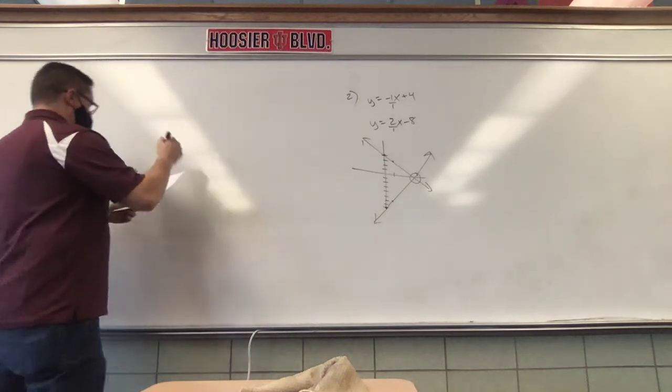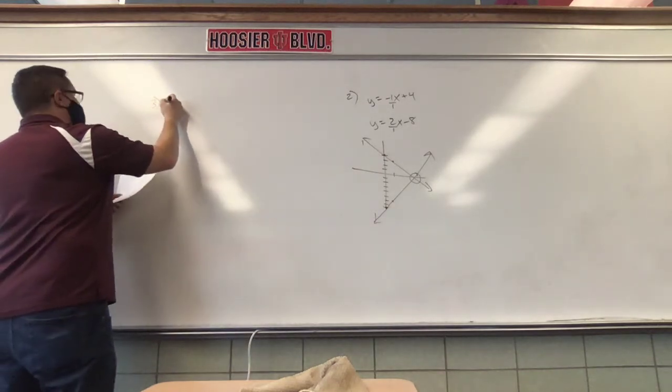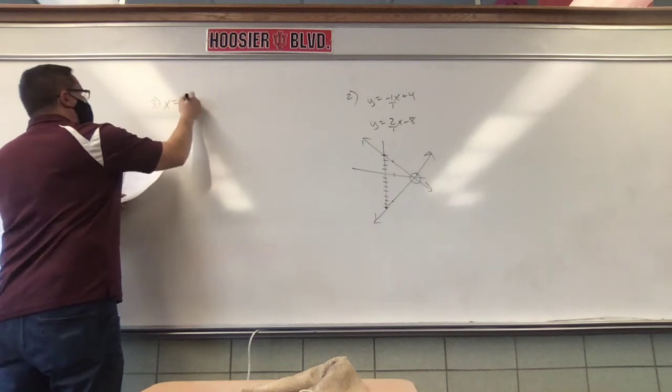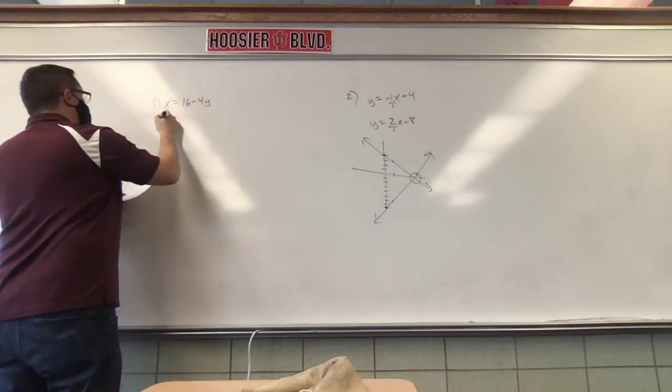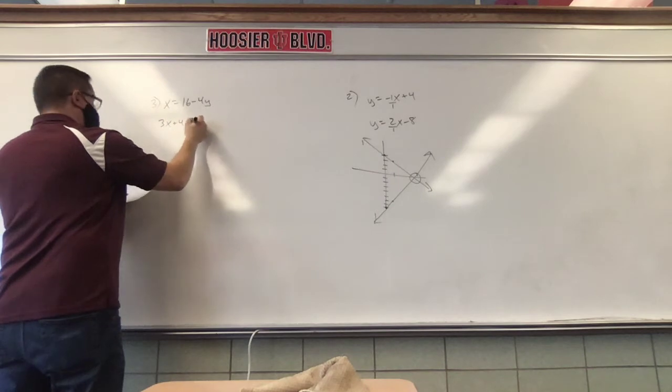Okay, number 3. Solve this algebraically. x equals 16 minus 4y, and 3x plus 4y equals 8.